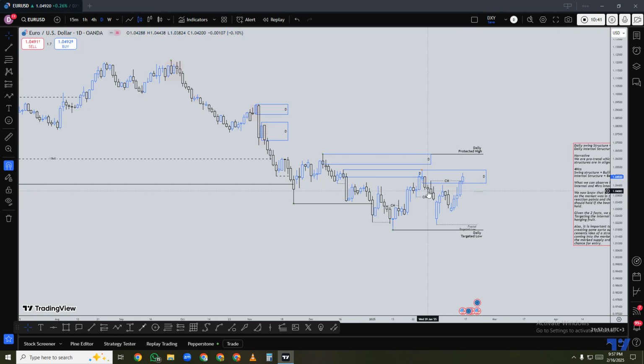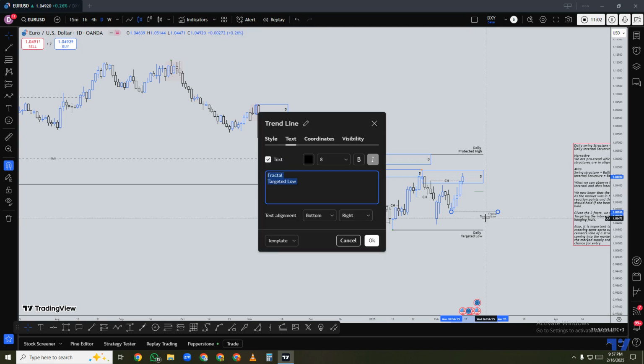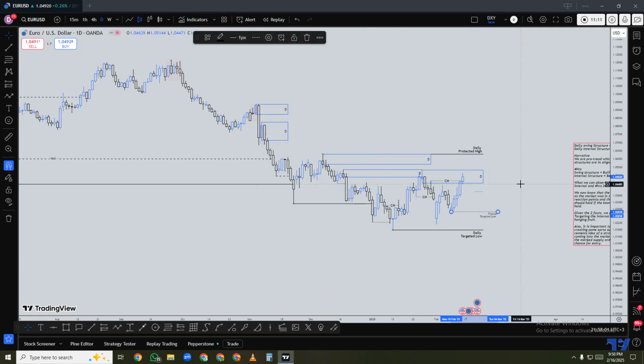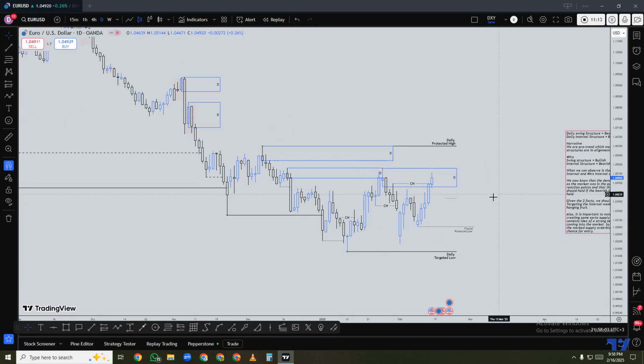So with the EURUSD, I can see really we don't have a defined internal structure. So what we're going to trade is the fractal structure, and this is where the fractal low should be. Let me just adjust that, and this is not targeted but protected. So yeah, okay, so that is what we have now.